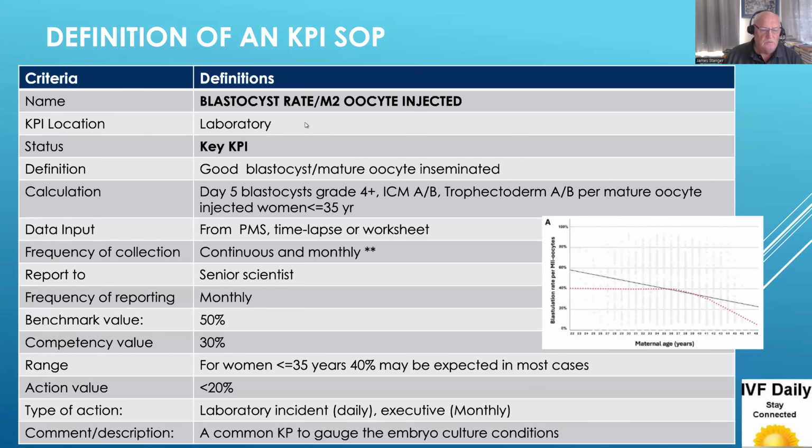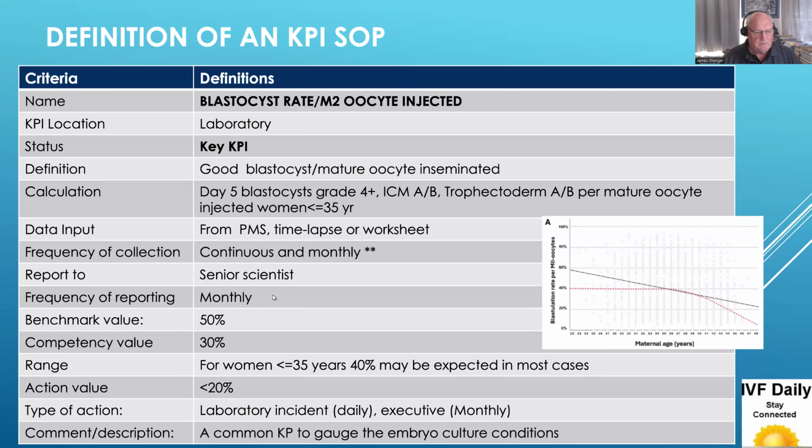And this is one of the definitions. This is a fairly common one. This is blastocysts per 2 PN oocytes injected. It's a key one, which I'll explain in a minute. And definition of good blastocysts per mature oocyte inseminated. It's calculated by day 5 blastocysts, grade 4 and above, A or B inner cell mass and A or B trophectoderm. You can generate it from the patient management systems, time-lapse data or worksheet. Measured continuously. That is, you look at it every day. It's an ongoing rolling score, but at least monthly.